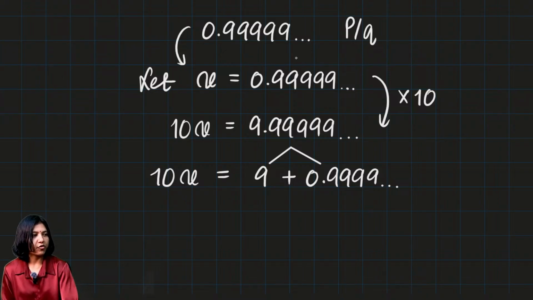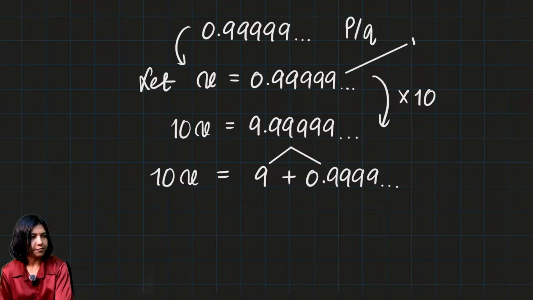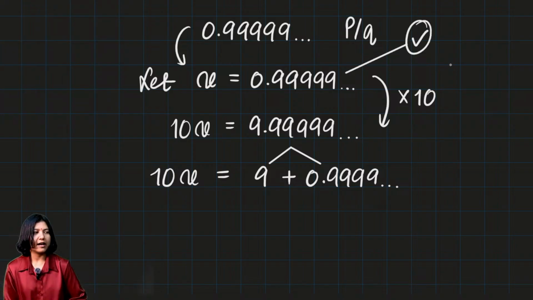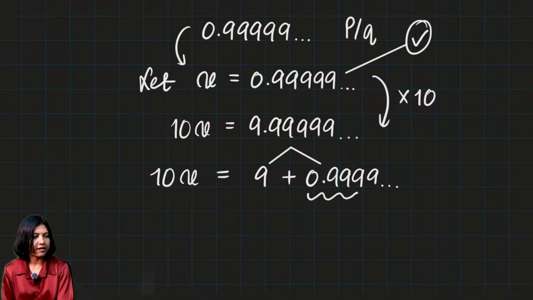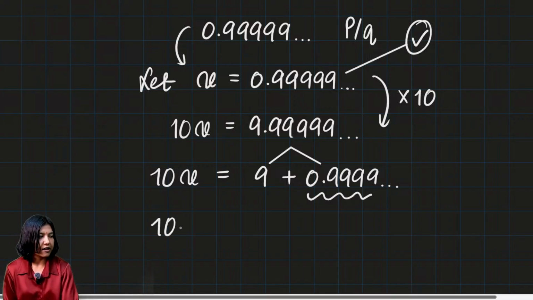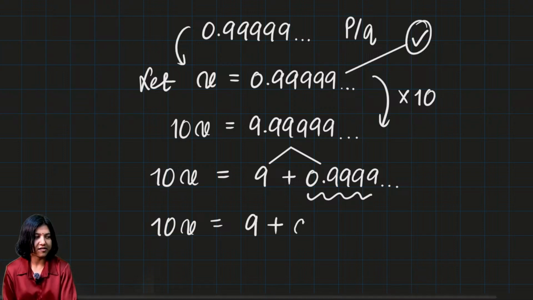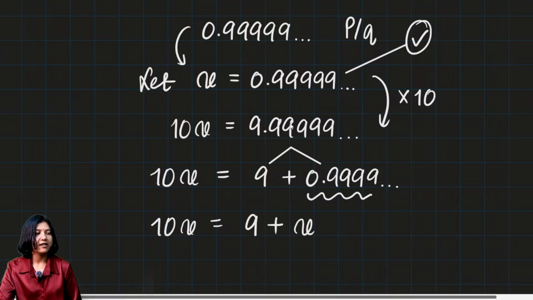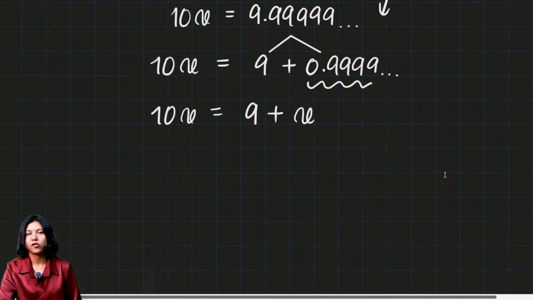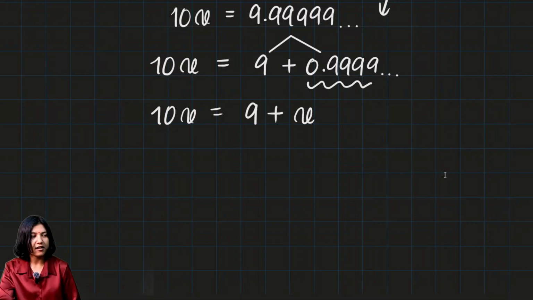Now, from the first equation that I have considered here, I can say that this 0.99999 is nothing but x, because that is what I started with. So 10x should be equal to 9 plus x. Now you see, it's like solving an equation in one variable. You have done this in class 8. You have one variable on both sides, so you have to bring them together and then solve it.